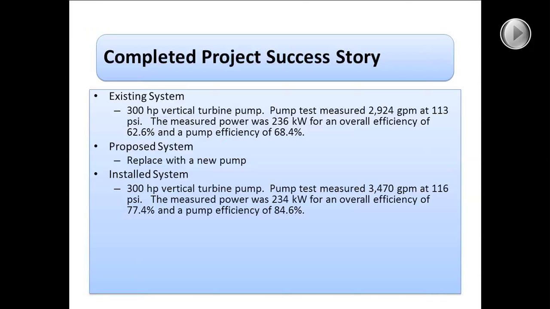Measured the power use and calculated the pump efficiency to be 68%. So that's pretty low. So the recommendation here was that you replace the existing pump with a new pump. The new pump was installed, the same horsepower, but now we're pumping a higher flow rate, 3,470 gallons per minute, at a little bit higher pressure, using just a little bit less power. And the new pump efficiency is 85%.